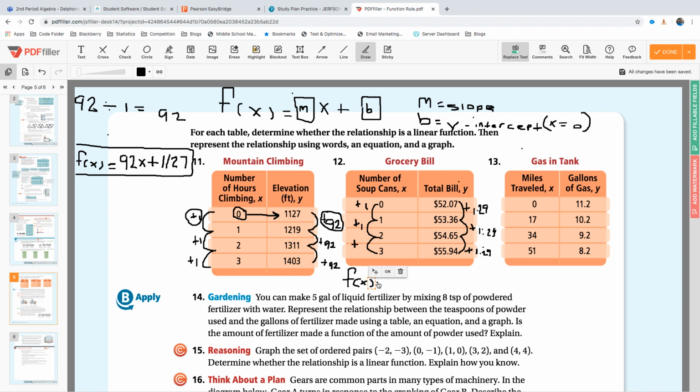equals. Now we have to find our slope. And remember, our slope is simply the output value, in this case 1.29, and we're going to divide that by our input value, in this case 1. So 1.29 divided by 1 is clearly just going to be 1.29, or $1.29.